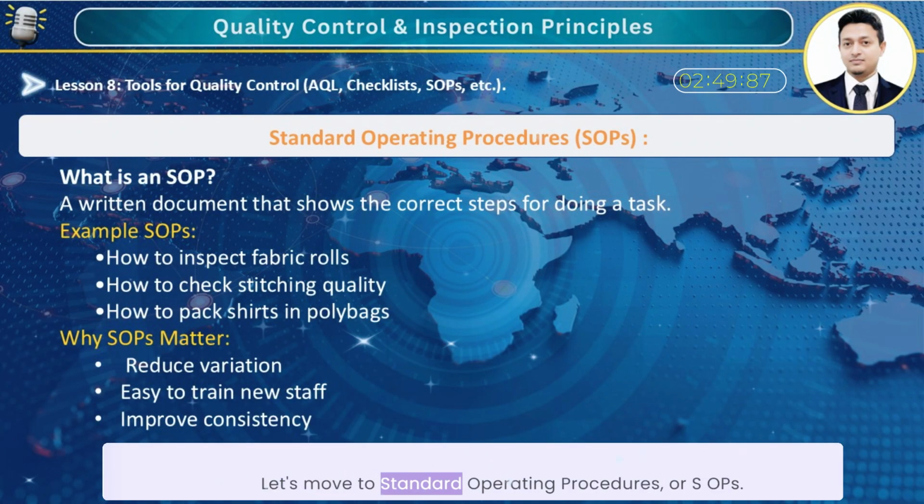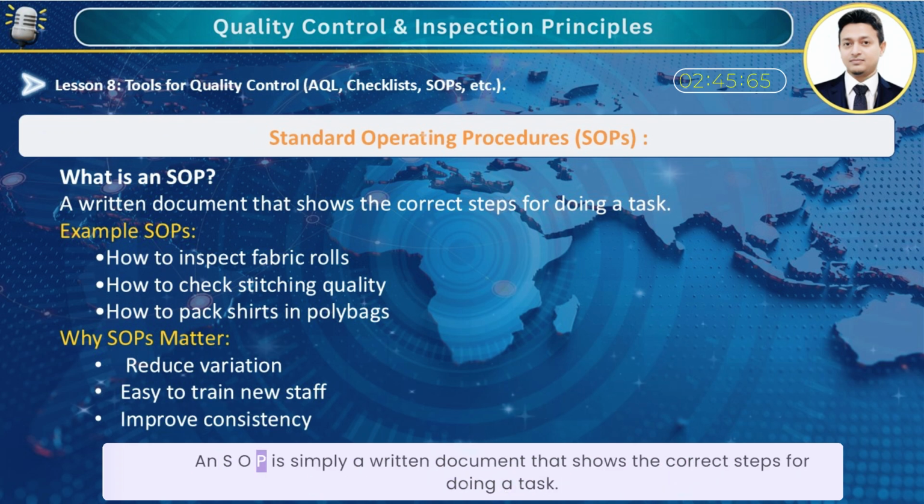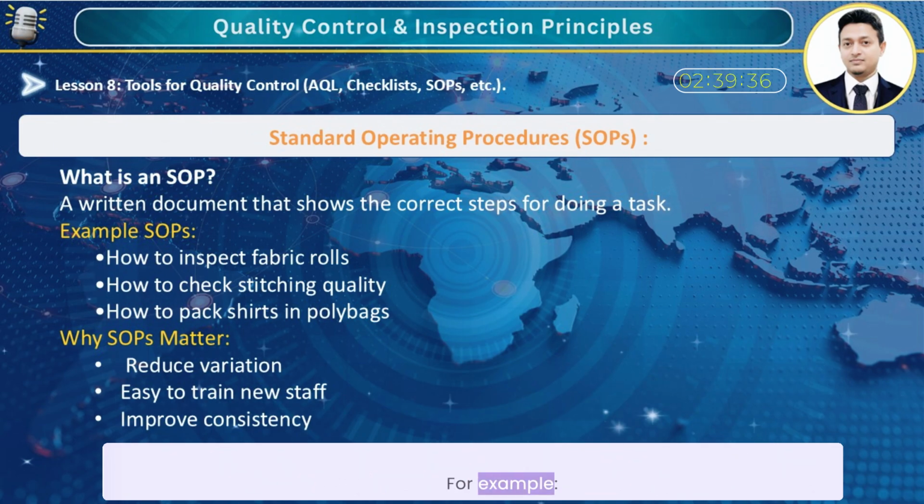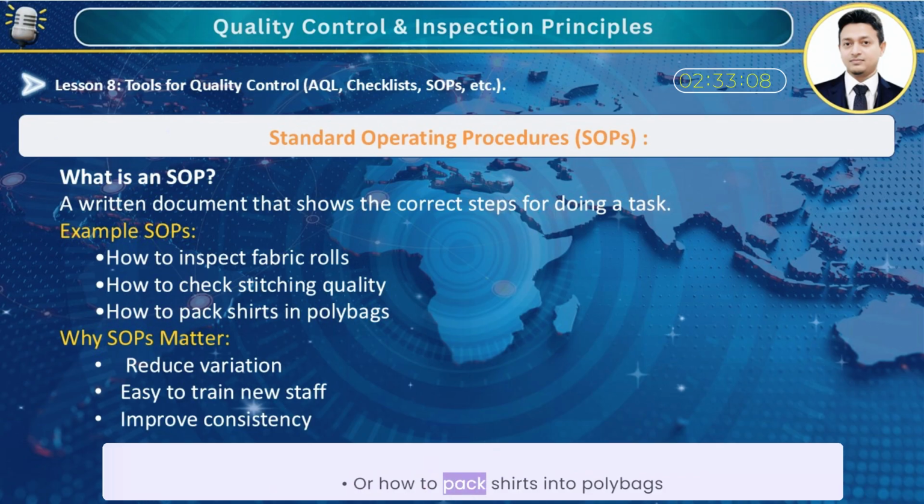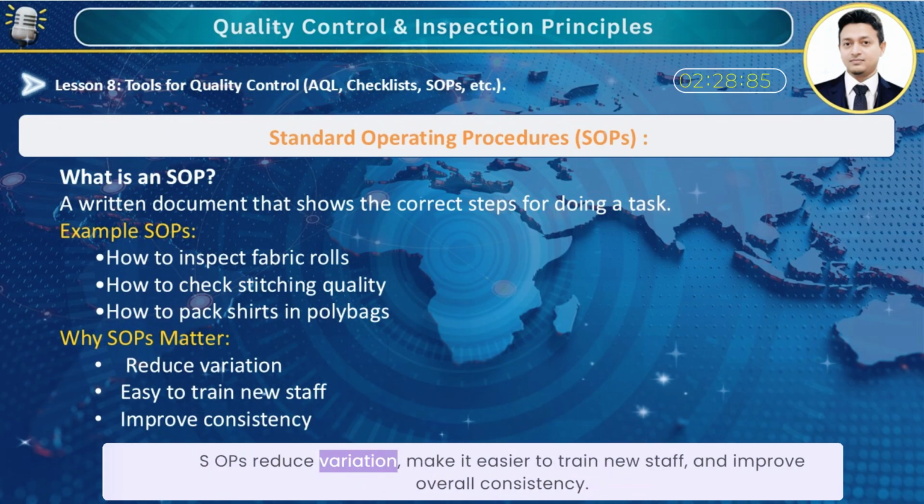Let's move to Standard Operating Procedures, or SOPs. An SOP is simply a written document that shows the correct steps for doing a task. For example, how to inspect fabric rolls, how to check stitching quality, or how to pack shirts into polybags. SOPs reduce variation, make it easier to train new staff, and improve overall consistency.